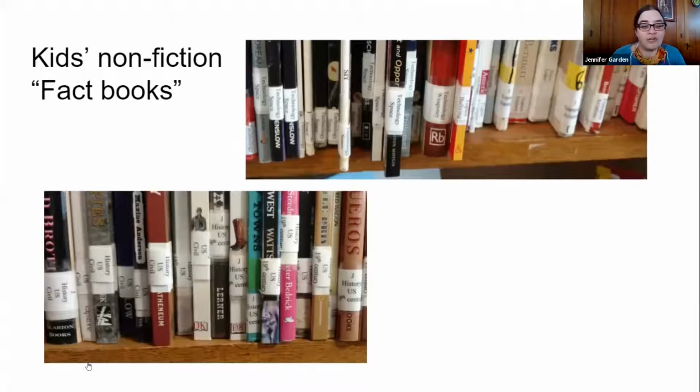The history, I have general categories like ancient history, European history, military history, and then there's US history.